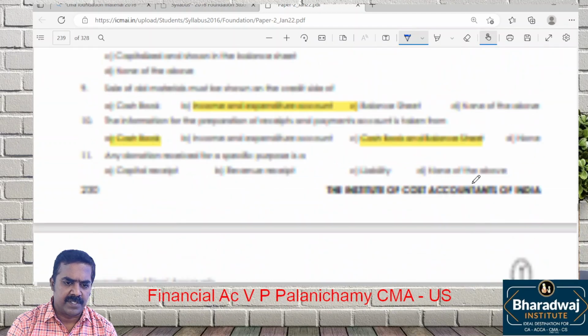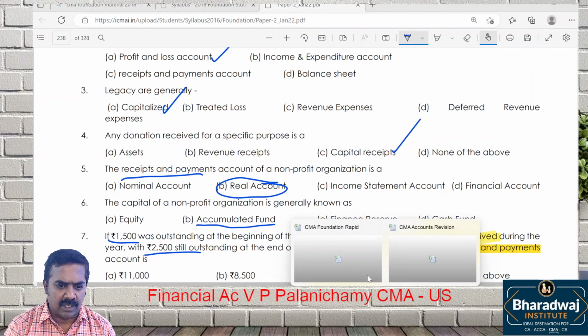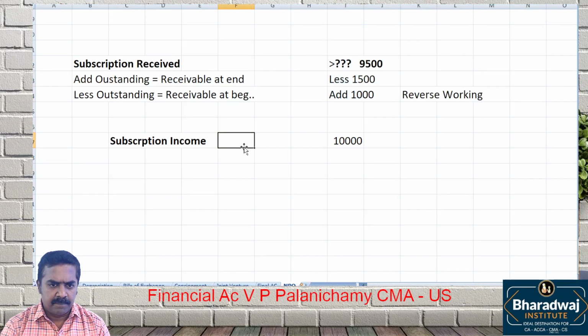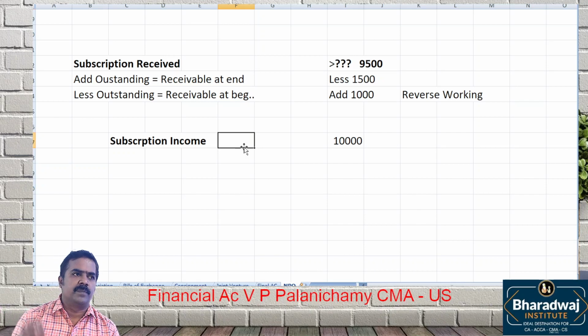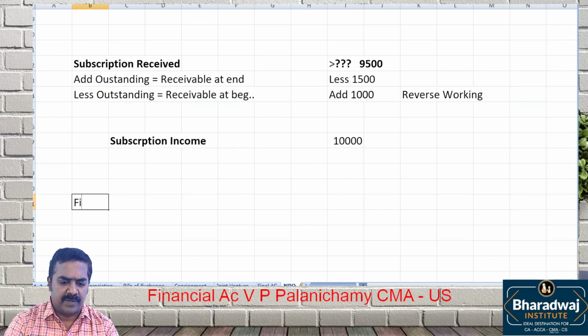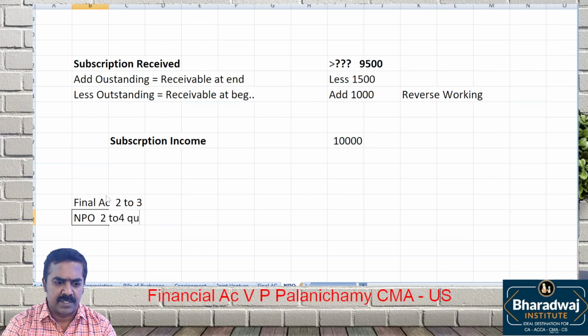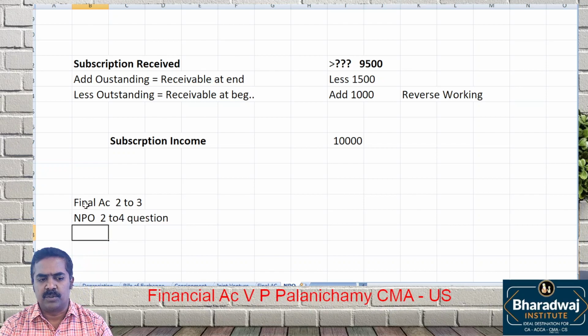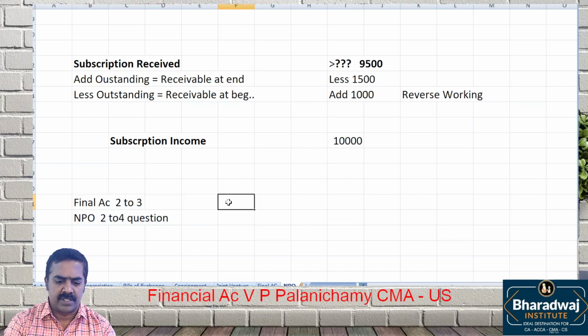Match the following questions, etc. I can go through. So if you are thorough in what we have done in the class, plus the book back questions, more than sufficient. From this, you can expect about 3 questions. From final accounts, you can expect 2 to 3 questions. From NPO, you can expect what? 2 maximum 4 questions. Minimum 2 questions, maximum 4 questions.